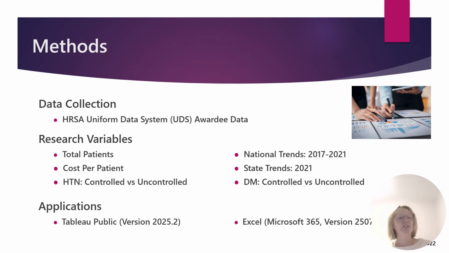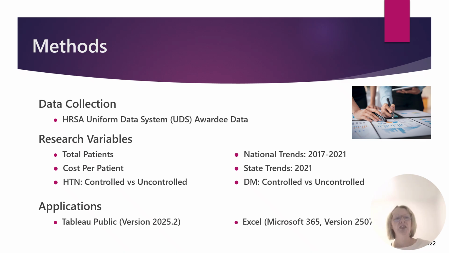My first visualization looked at the number of total patients nationally versus the average cost per patient for 2017 through 2021. The second visualization compared the rate of hypertension and diabetes to the controlled rate of hypertension and diabetes for 2017 through 2021. My third visualization displays the average cost per patient versus controlled hypertension in the top 10 and bottom 10 states from the continental United States, Alaska, and Hawaii, displayed by average cost per patient for the year 2021.